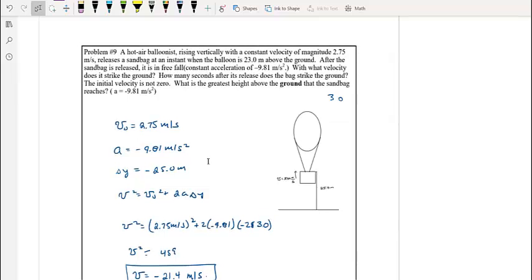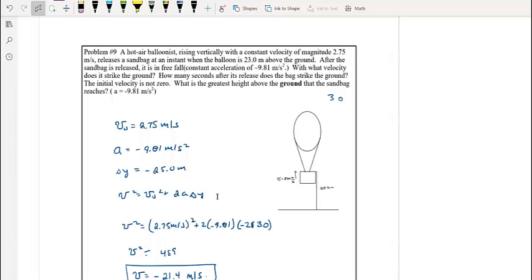Okay, then the final problem. So this balloon is going up, and the sandbag is going up at the same speed. So the initial velocity of the sandbag is positive 2.75 meters per second. Acceleration is negative 9.81 meters per second squared. And delta y, which is the distance from where the bag is dropped or let go until it hits the ground, is negative 25 meters. Again, we're defining positive y going up.